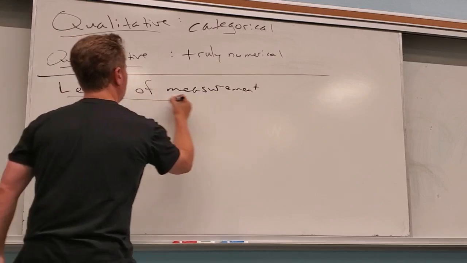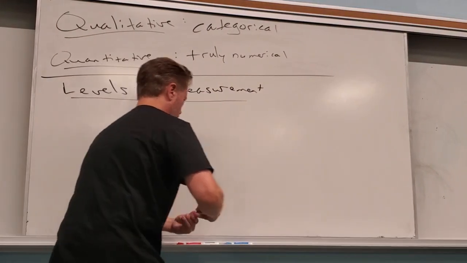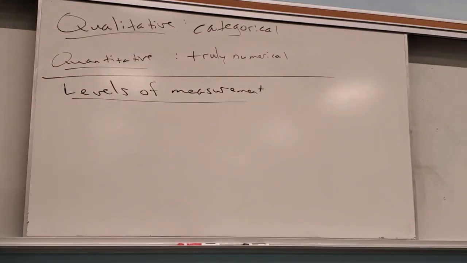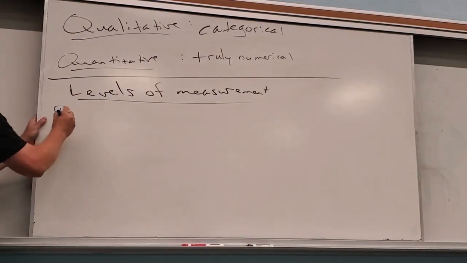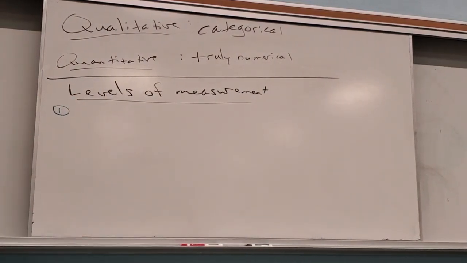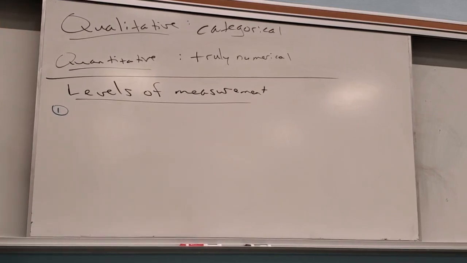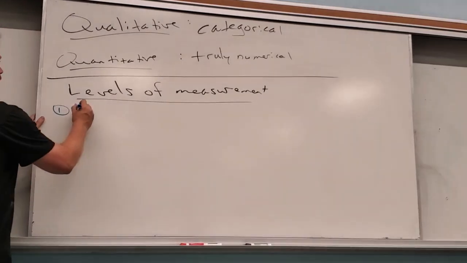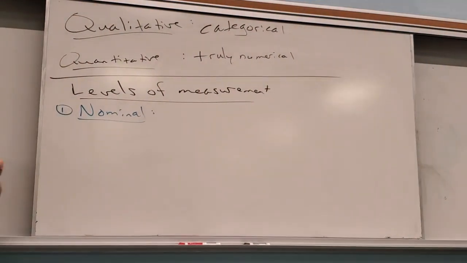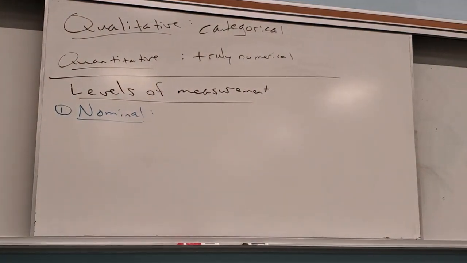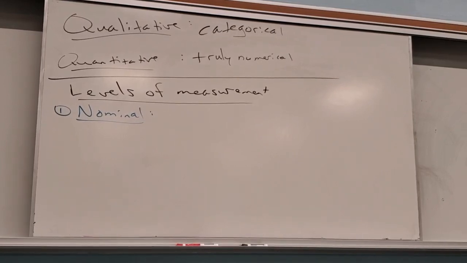So we have certain levels of measurement. So we have variables that have different levels of measurement. For example, the most basic level is exactly what we were just talking about, would be name data. And that's called nominal data.